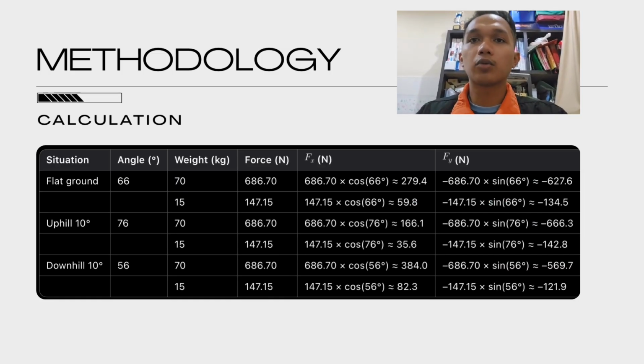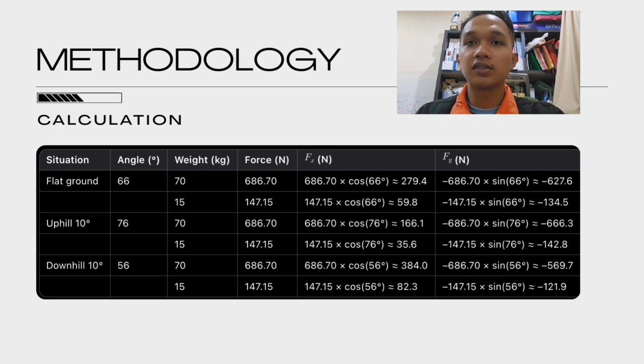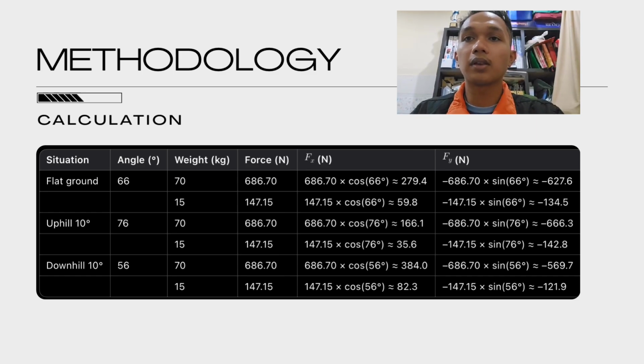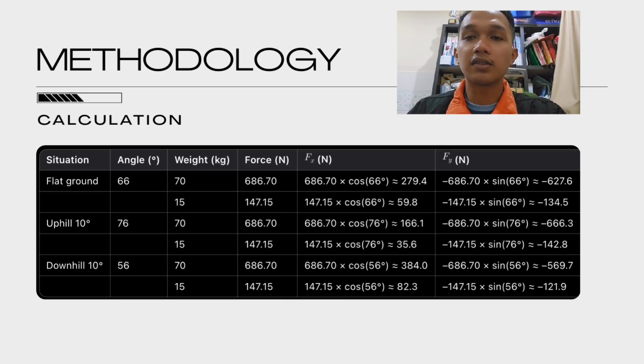So from this table, we can conclude that the first one, for the flat surface, the seat tube angle is 66 degrees. Most of the force goes downwards with 627.6 Newton. Smaller part pushes forward with 279.4 Newton. So we can say that it is easy to control and balance load.